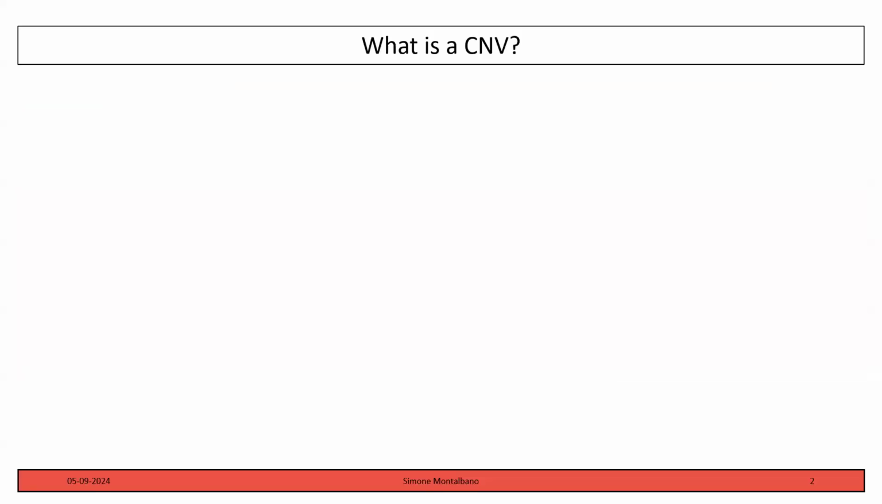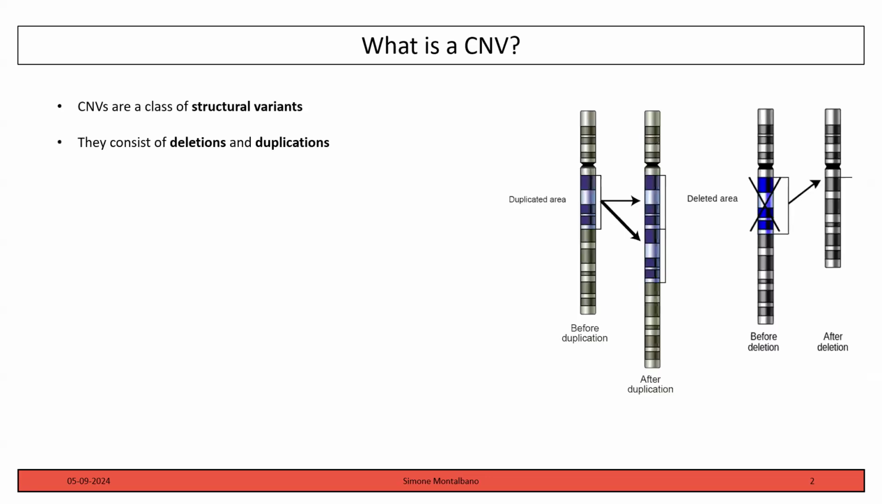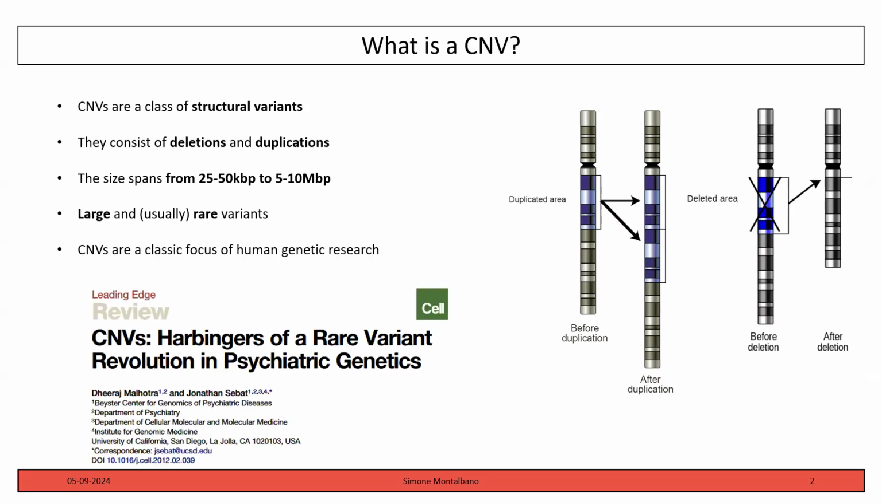So my work is mostly about CNVs. Those are structural variants. They consist of deletions and duplications, so a net loss or gain of genetic material in a chromosome. For what we do, we usually define them as between 25 to 50 kilobases and 5 to 10 megabases. So they are large and thus usually very rare variants. They have been a classic focus of human genetic research across multiple phases.